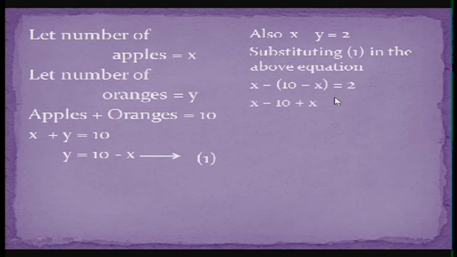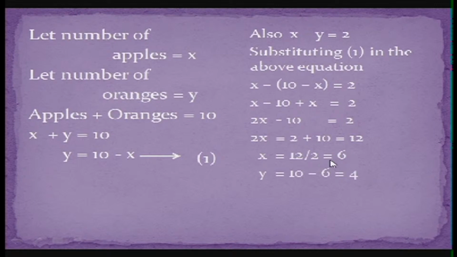Now, when we open up the brackets, I get x minus 10, minus into minus gives me plus x. So, x plus x gives me 2x minus 10. So, I get 2x minus 10 is equal to 2. What are we going to do now? We will transpose this minus 10 to the other side. So, I get 2x is equal to 2 plus 10, which is equal to 12. So, finally, I get my x value as 12 by 2, which is 6.